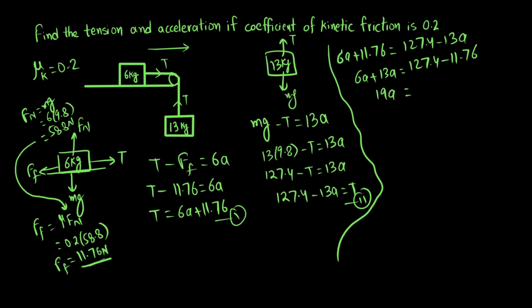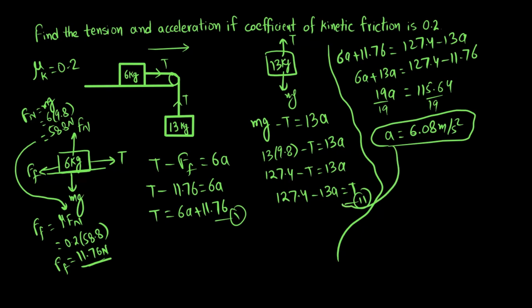19a equals 115.64. Divide both sides by 19. You get a as 6.08 meters per second squared. Now that we have acceleration, you can plug it either in equation 2 or in equation 1 to get the value of tension. When you do that, you will get tension as 48.3 newtons.